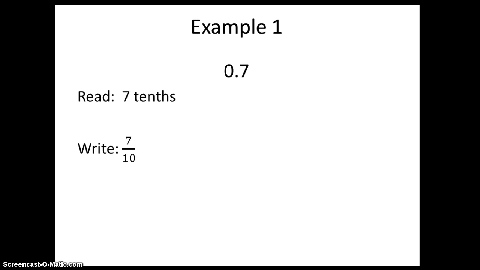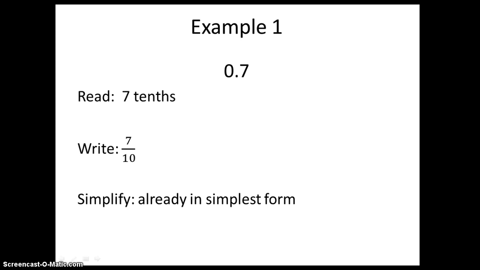Can we simplify this fraction? No, it's actually already in its simplest form. 7 is actually a prime number, so it's only divisible by 7 and 1. Neither one of those work for 10, so this fraction is in simplest form.